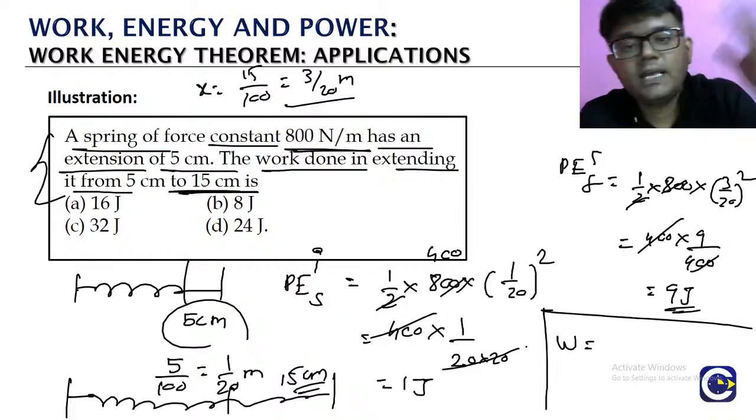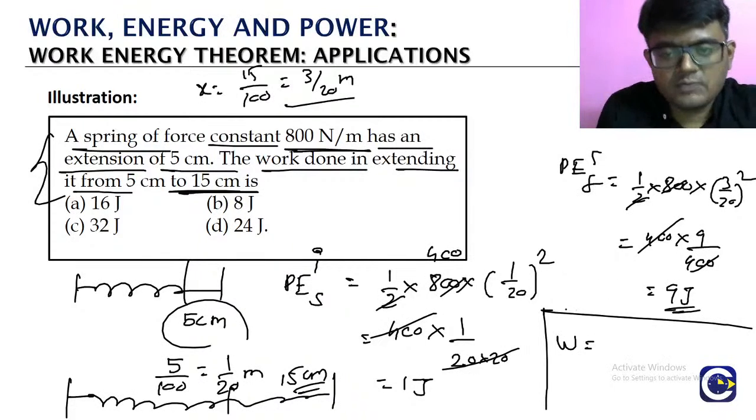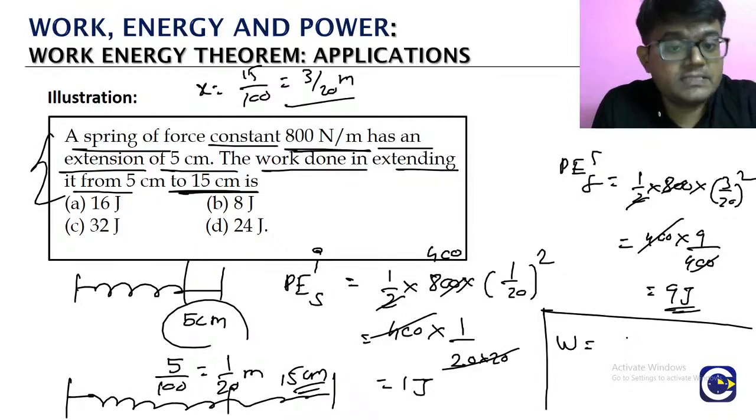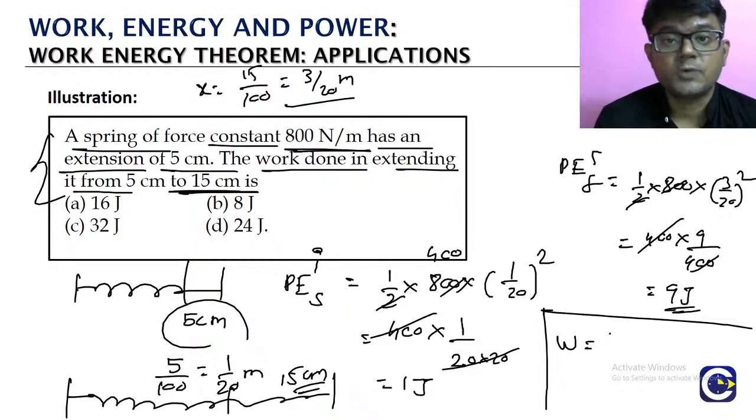Work done by the external forces, because we are applying the external force to elongate the spring, right? Work done by the external forces and other non-conservative forces, that is the work energy theorem statement, will be equal to what? Change in kinetic energy plus change in potential energy, because there is only spring here. Already we said we'll assume the spring is massless. So for the spring only one energy term will come. What is it? Spring potential energy.